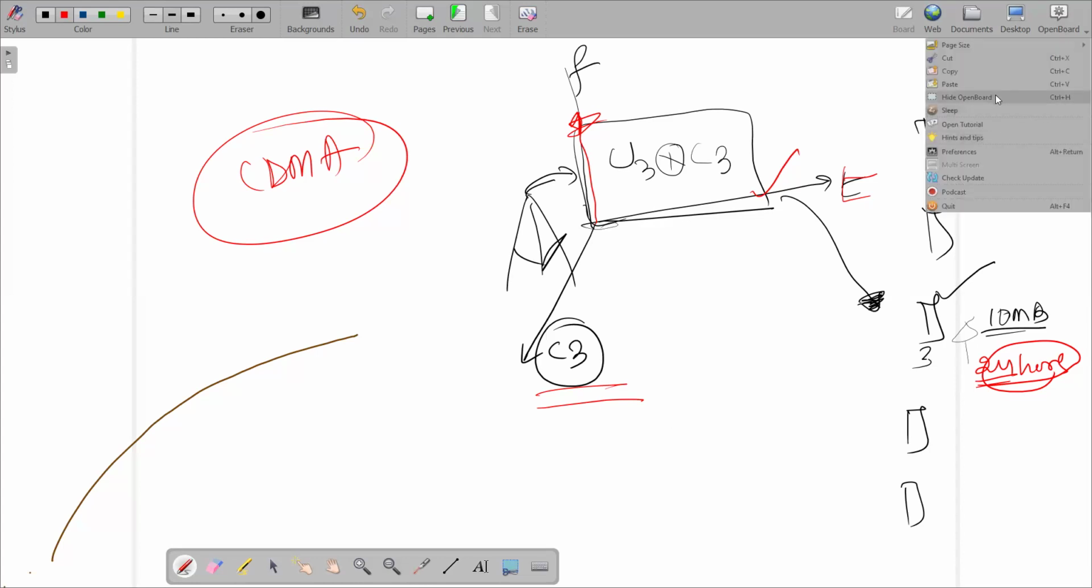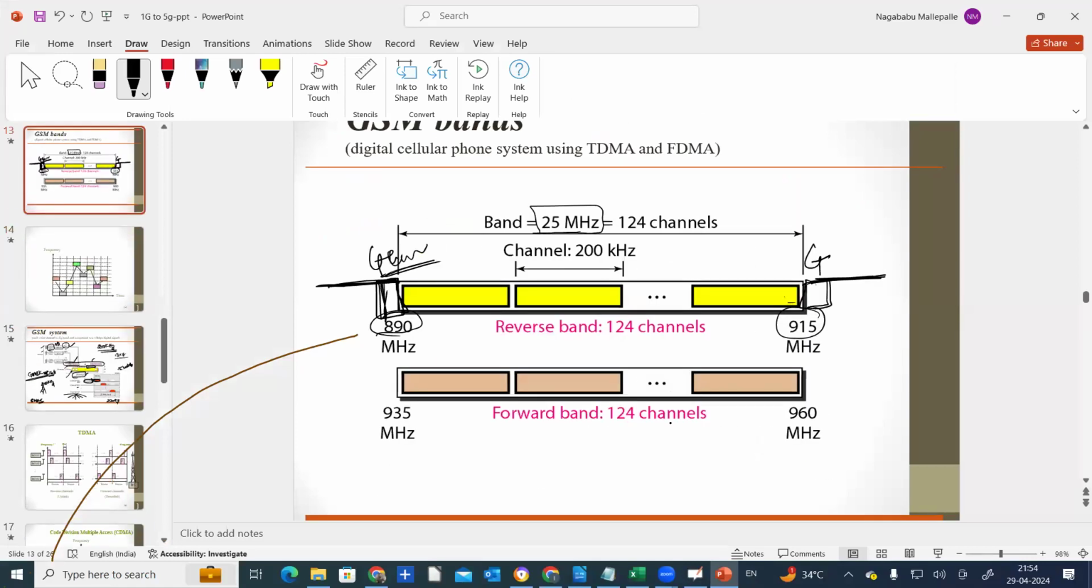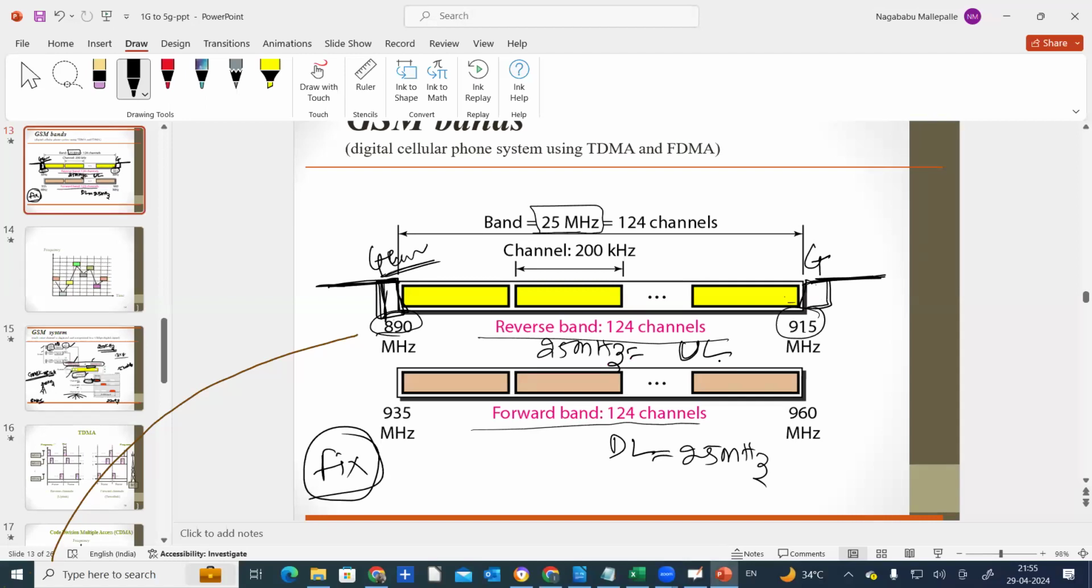See here, two frequencies are there. This is the forward channel and this is the reverse channel. Forward channel is the downlink, reverse is the uplink channel. It doesn't depend on the operator here. These 124 channels and the frequencies are fixed throughout the world. There is no operator choice. The operator has to purchase channels from the 124. That's it.